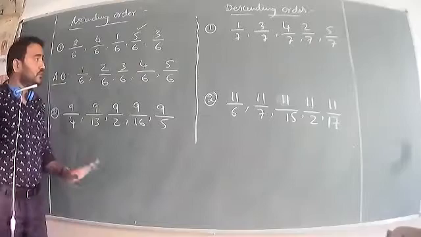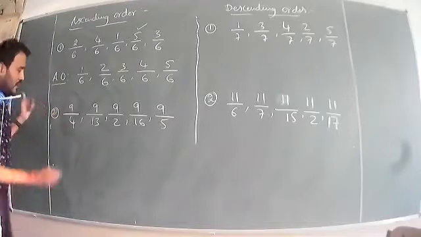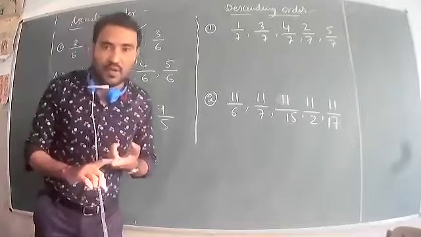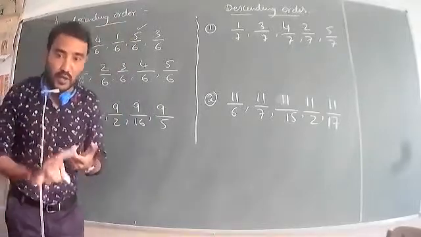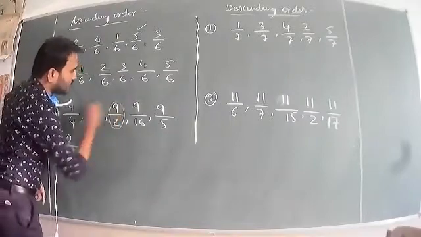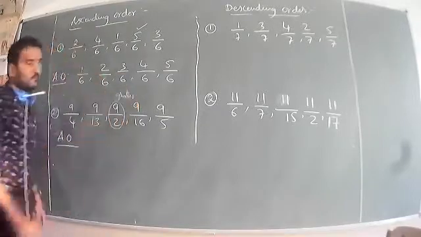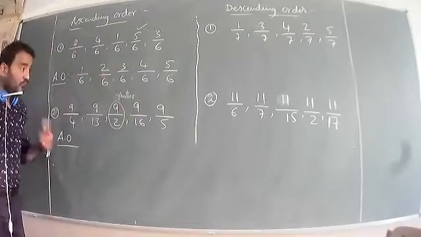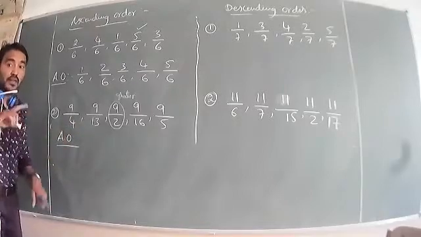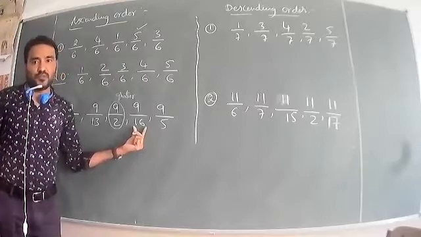Now, when the numerators are the same, what should we do? The smaller denominator is greater. Which is the smaller denominator? Yes, this is the smaller denominator, so this is the greater. Is it right? Yes. For ascending order, small to big, we take the greater denominator first. This 9 by 16 is the smallest fraction.